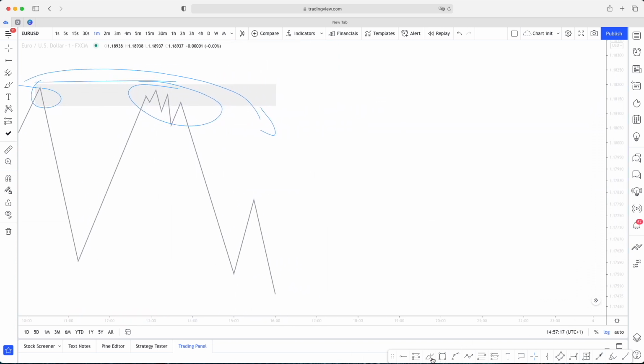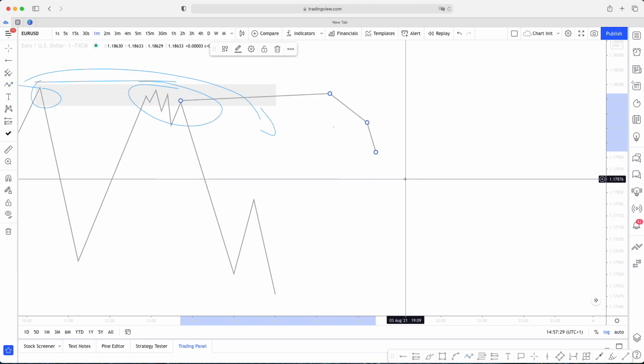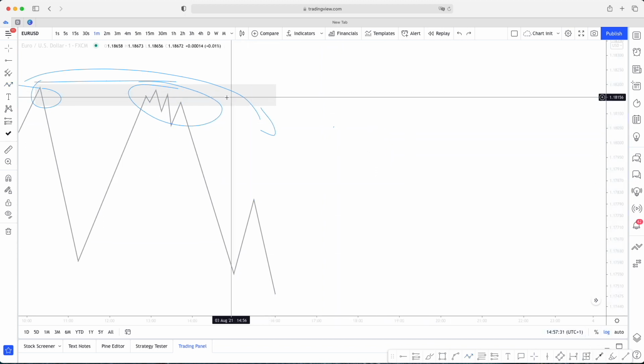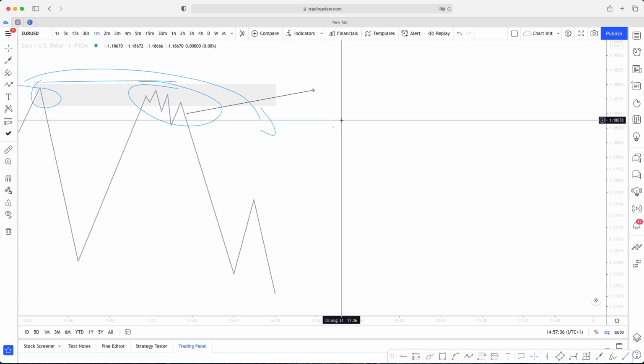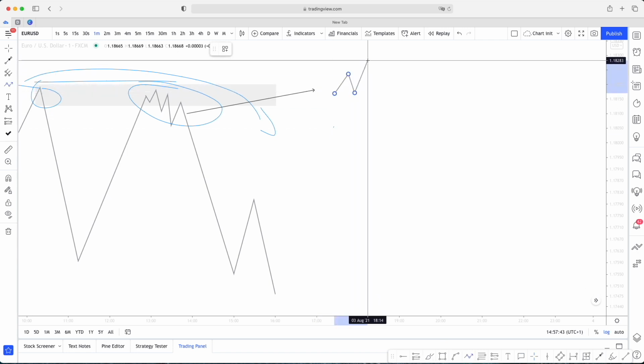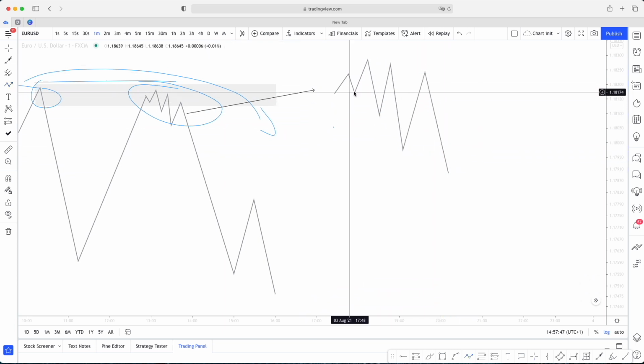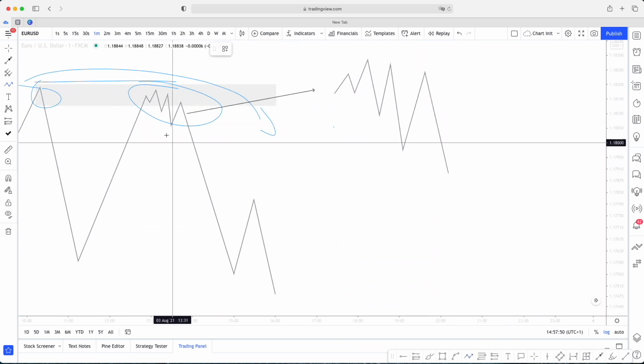So how does this work? Okay, so structure and order flow sort of combine. So let's zoom into this. Okay, so in this situation, right, let's focus on this part, and then let's look at the build up to that.